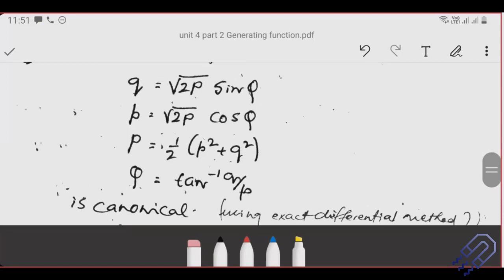These kinds of questions are very common, be it your final exam, mid-sem exam, or entrance exam. So you are expected to solve it very fast when you're giving your entrance exam. GATE also, they do ask you these kinds of questions, in classical mechanics. So you have to practice this. This is on screen, and this is what you have to solve. Try solving it. You have to show that this is canonical using the exact differential method.